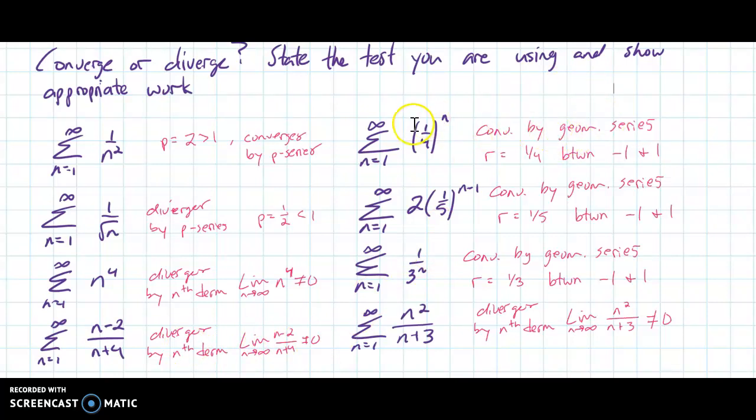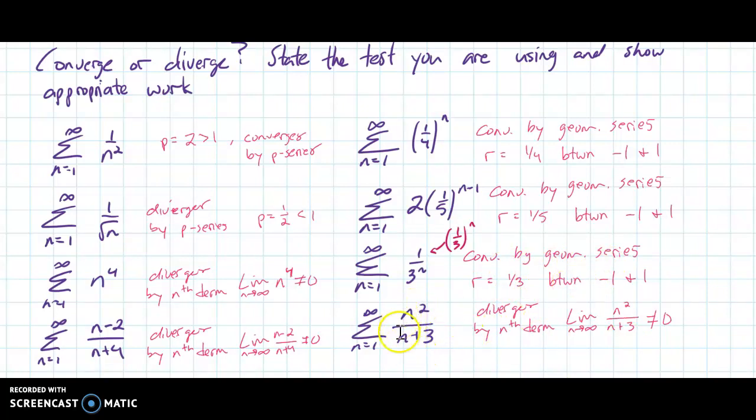These 3 are actually all geometric series. So this one's geometric series because the ratio is a 4th. For each additional n value, I'm going to multiply by 1 over 4 one more time. And 1 over 4 is between negative 1 and 1, so it converges. Here, a ratio of 1/5, so it converges by geometric series. Here, it might be a little bit harder to see, but I could write this as 1 over 3 to the n. And I think you should see that with each additional value of n, I will multiply by 1/3 one more time. So this thing converges by geometric series again.